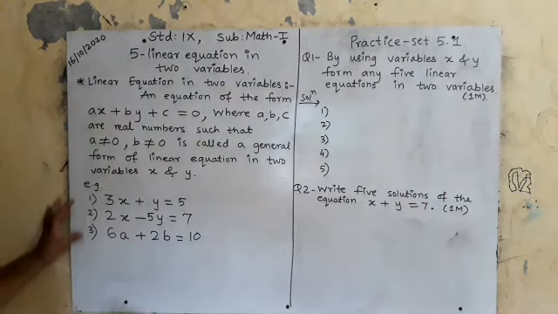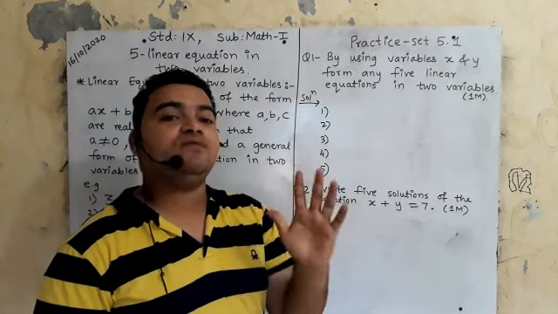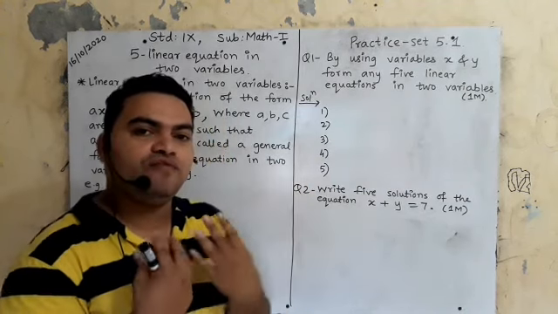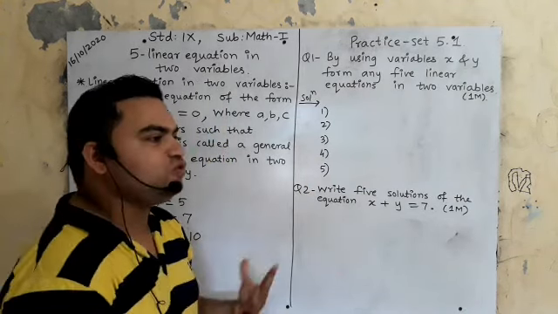Now see question number 1. By using variables x and y, we have to use only variables x and y, form any 5 linear equations in two variables for 1 mark. We have to prepare 5 linear equations in two variables of our own choice. Any choice you can write.